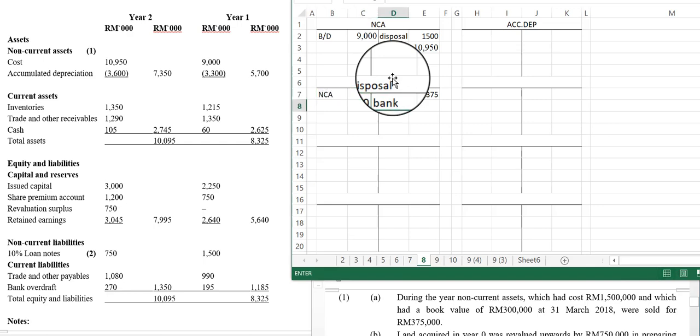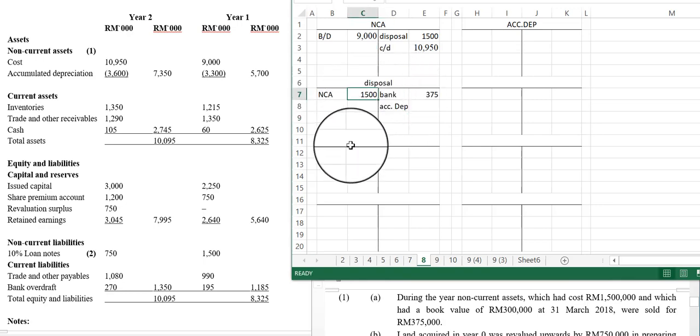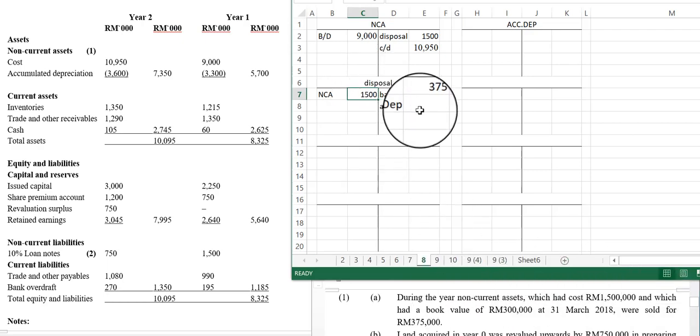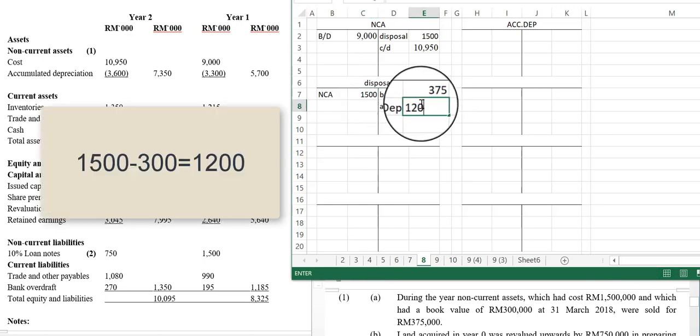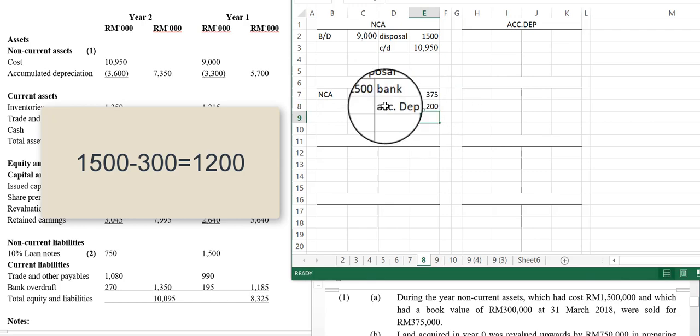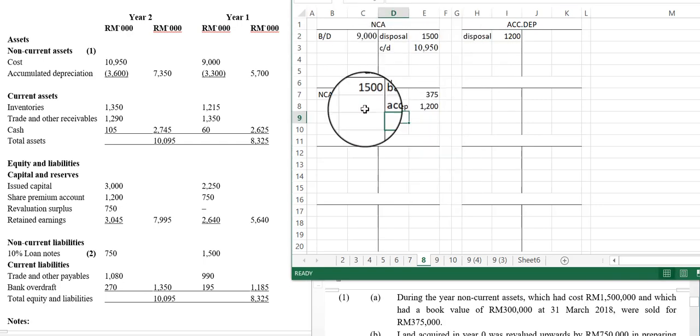Now, how much is the accumulated depreciation? If you look at these questions, it mentions that the net book value, the book value for this asset at the end of the year is only 300. Means the accumulated depreciation will be 1,005 minus 300, 1,002. So it comes to here, disposal 1,002. We'll settle accounts by accounts.